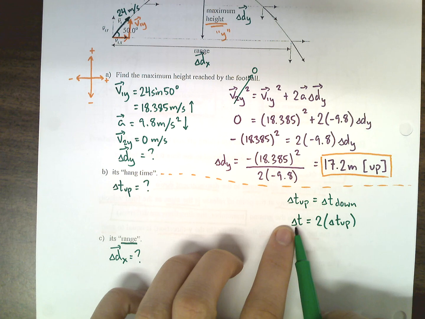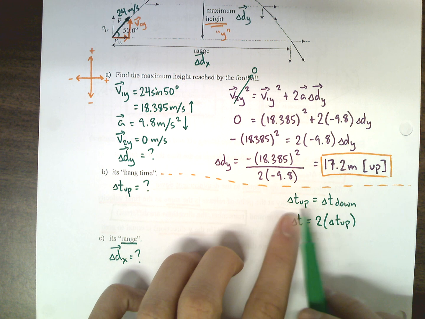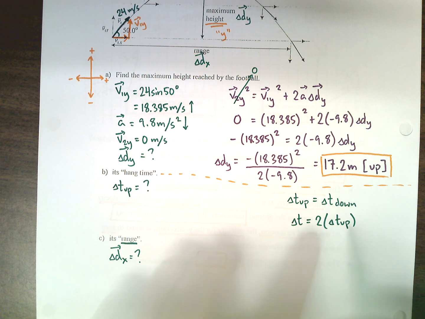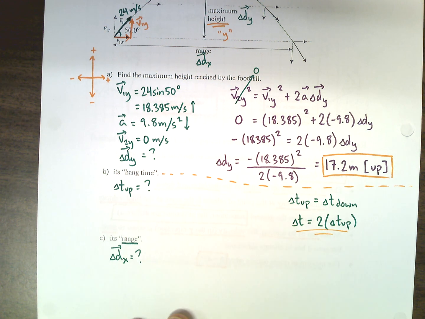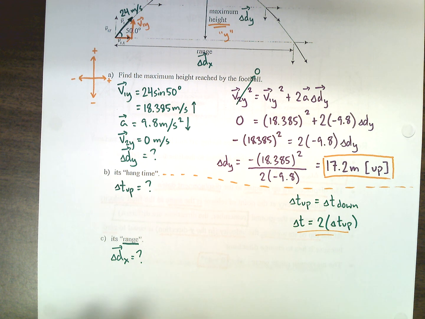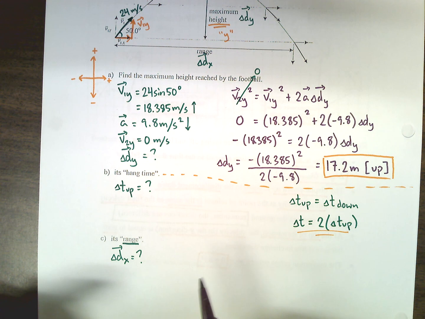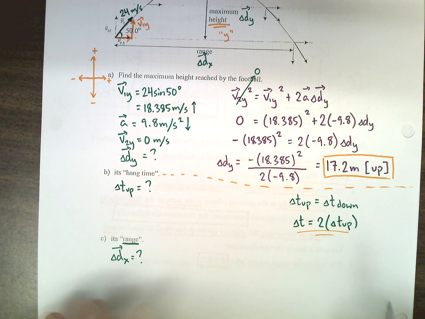Because I can say that the total time is equal to t up plus t down, but if t up is just equal to t down, then we have t up plus t up. Another way to say that is 2 times t up. So this is key here. This is really important to be able to use this formula. So let's solve now. We look at our formula sheet. We know what V2y is, we know what V1y is, and we know what A is.